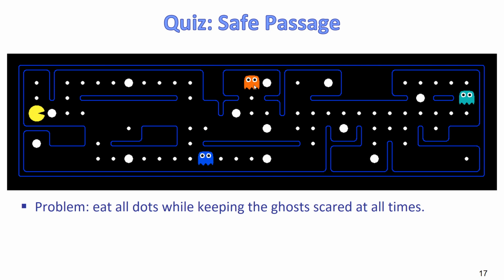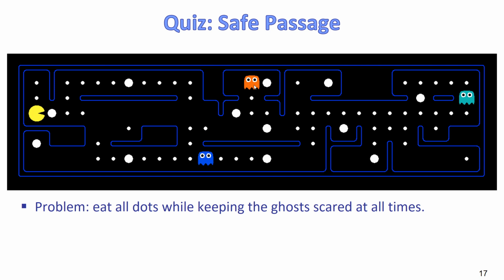That's the condition. Of course, given that condition, the goal is to eat all the dots. But I want to make sure that the ghosts will be scared at all times, because if the ghosts are not scared, then the game will be over for this specific game. Okay? Now, I hope that now the problem is clear.